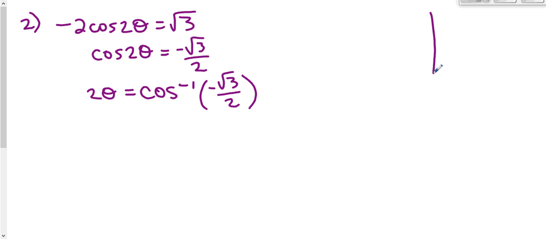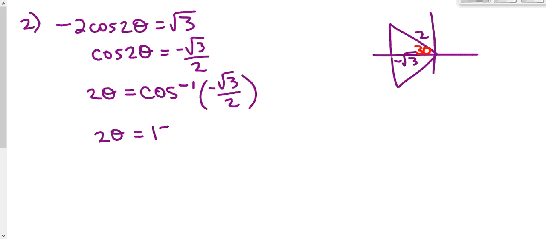So where is cosine negative? Cosine is negative in quadrant 2 and quadrant 3. Put a square root 3 on the adjacent, 2 on the hypotenuse, and we have a 30-degree reference angle. So 2 theta is equal to 150 degrees and 210 degrees. But because of the 2, we're going to end up dividing everything by 2. So we're going to go around the circle a second time and get 2 more answers.